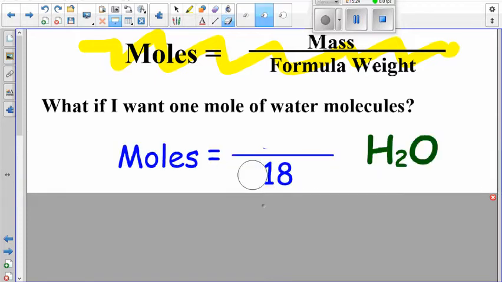18, if you remember that from last week. You never have to memorize that, as long as you can figure it out. So how many grams of water do I need to have 1 mole of water? I need 18. Following me? How many grams is 18? This would be 18 grams of water right here.